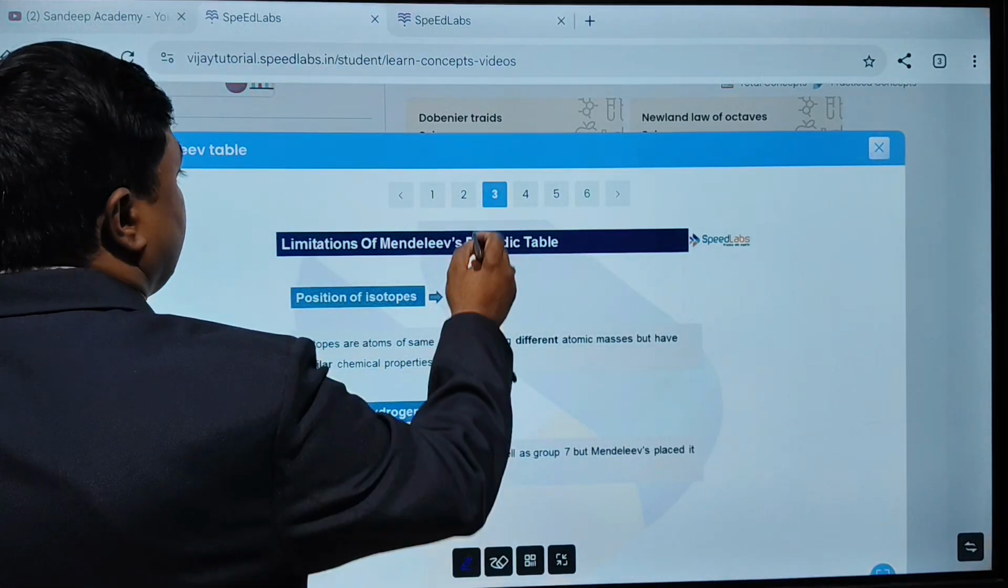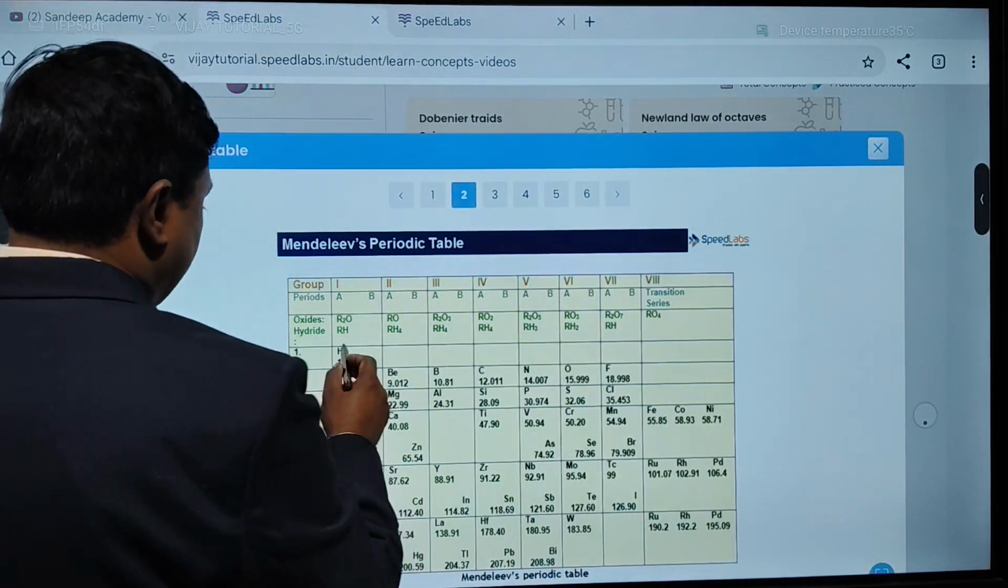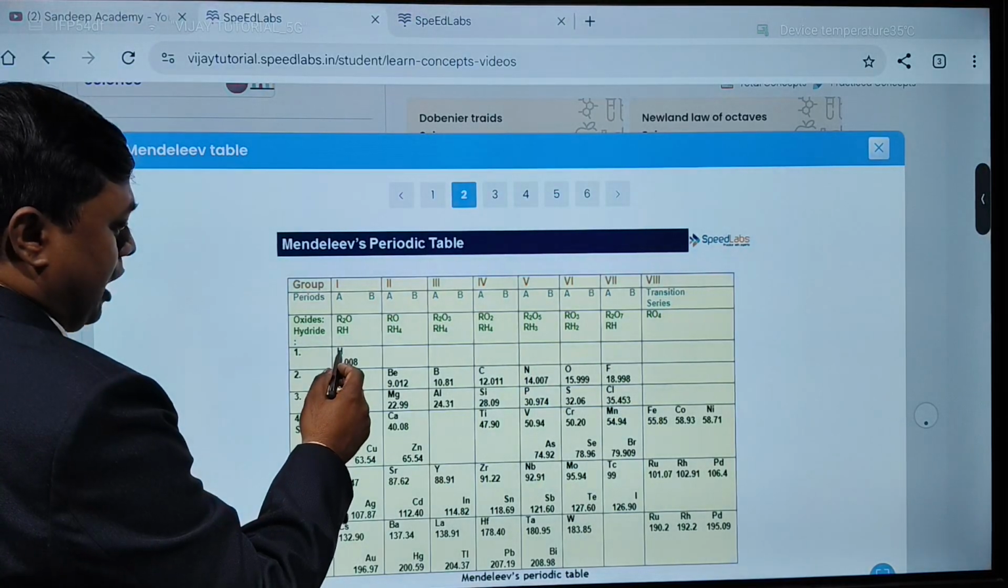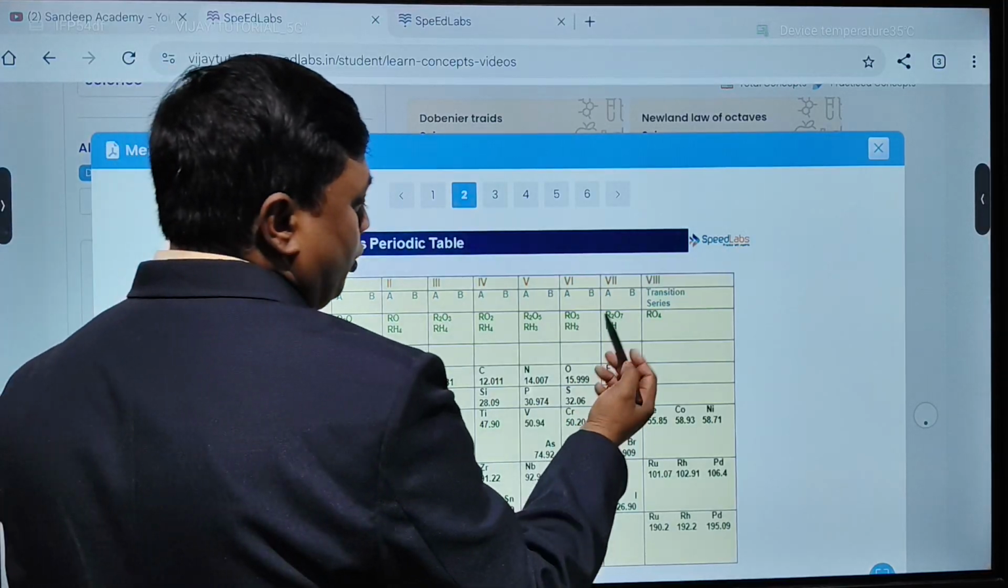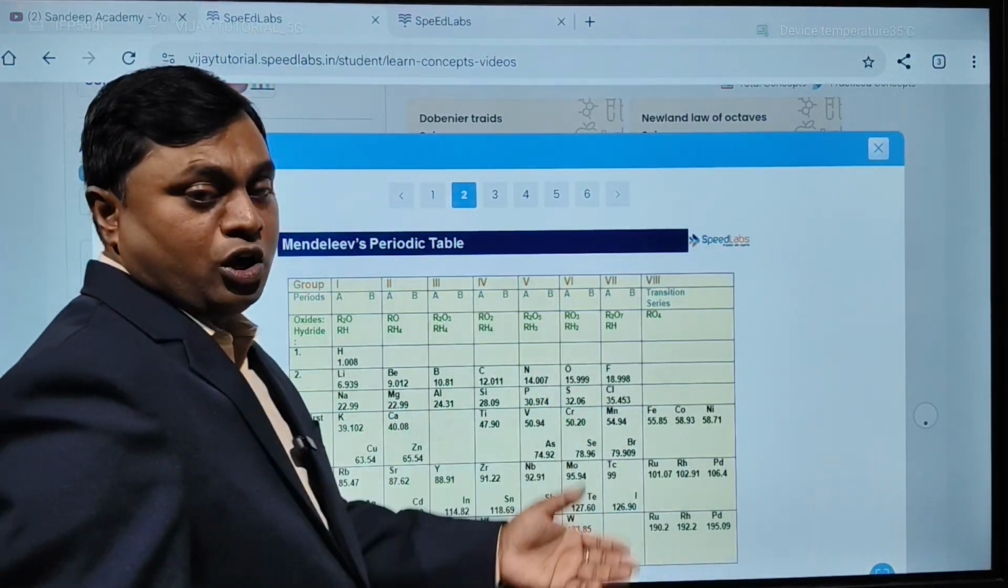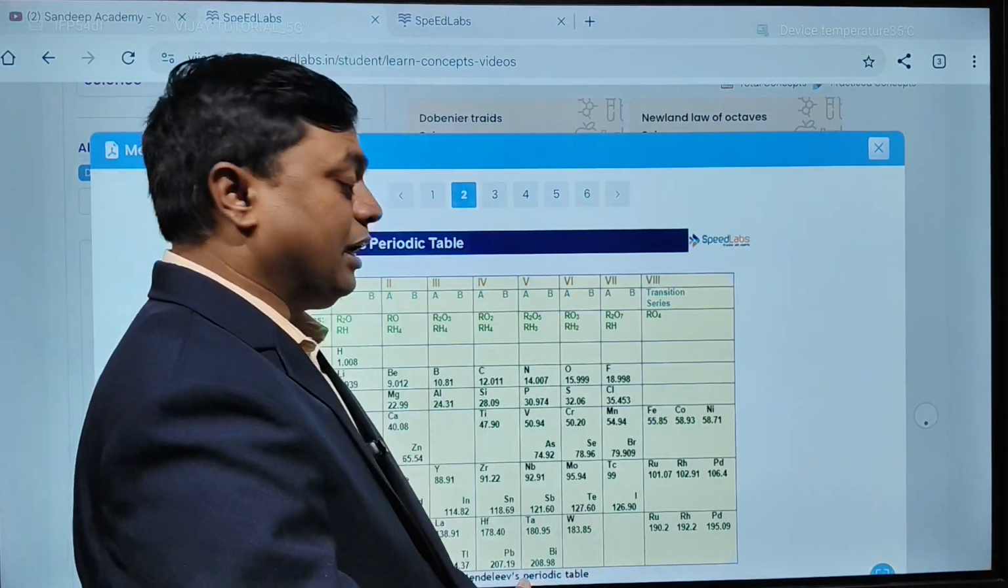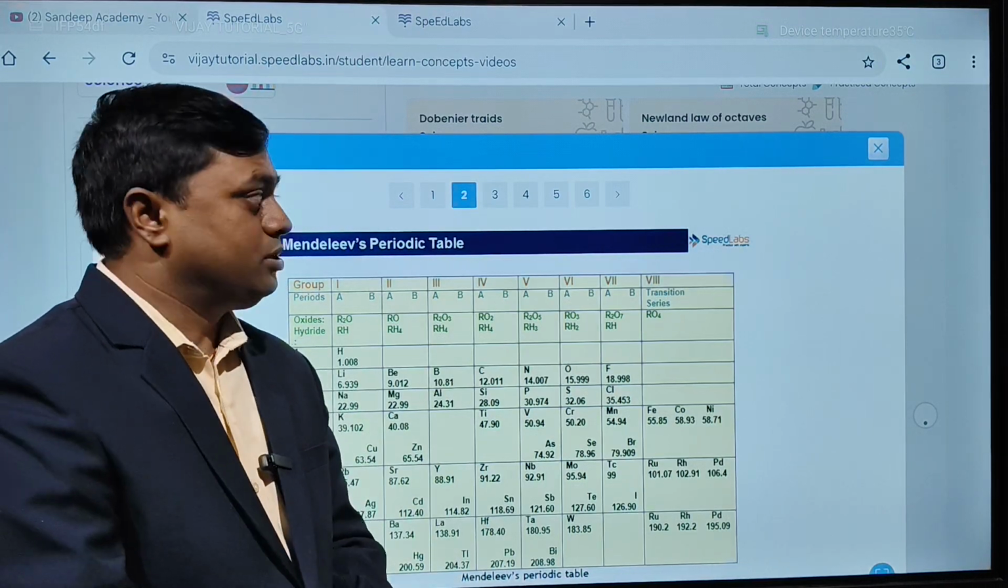Is it clear? You can see here the position of hydrogen. Hydrogen was placed along with the alkali metals like lithium, sodium, potassium. But why not with fluorine, chlorine? Because it resembles the properties of halogens. Fluorine, chlorine, bromine are called halogens. Is it clear?